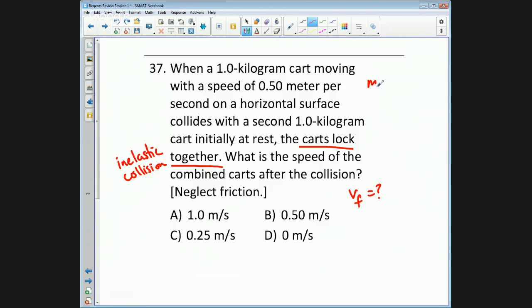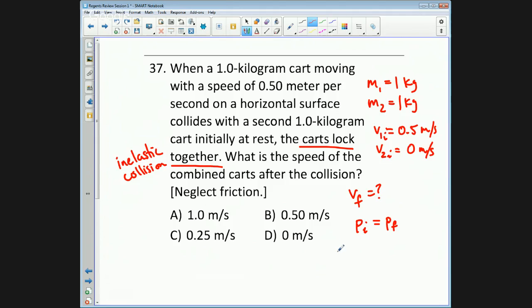Okay, so we have m1 equals 1 kilogram, m2 equals 1 kilogram, V1 initially equals 0.50 meters per second, and V2 initially equals 0 meters per second. It's at rest. The formula that we have to use here is the momentum initially equals the momentum after. So that's our total momentum before equals our total momentum after.